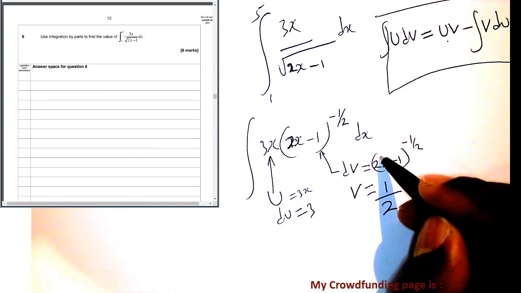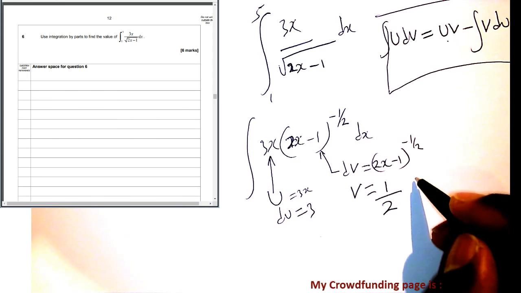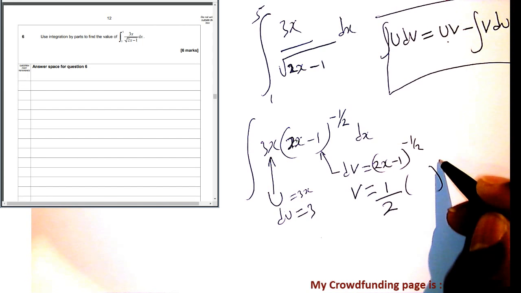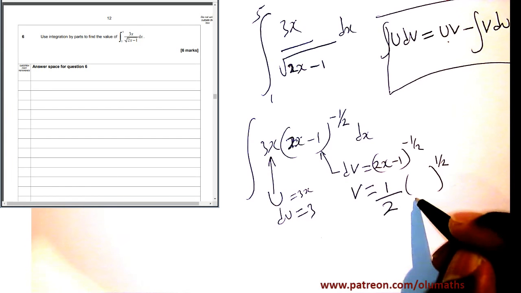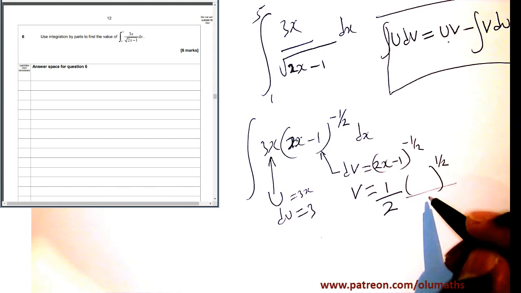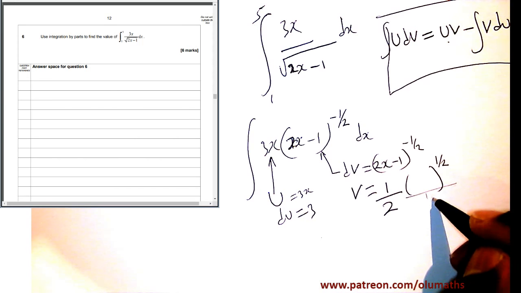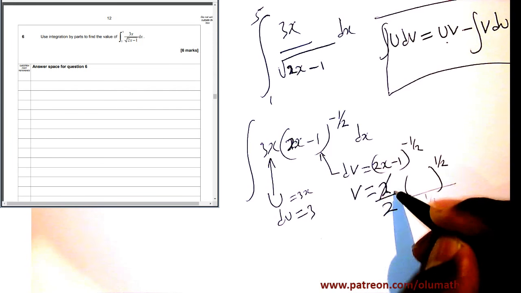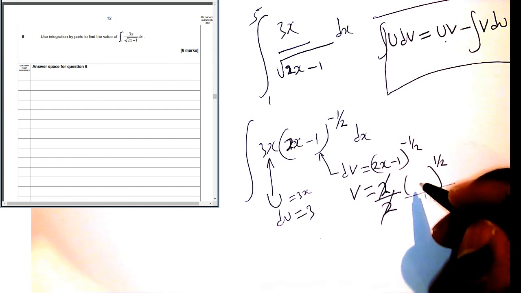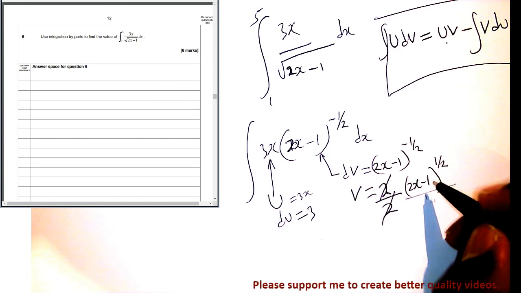Now, if that had been u to the power minus half, what would you do? You would have simply added 1 to the power, and that would give you half, and you would have divided by the new power, that would have given you over half. Over 1 half is the same as times 2. So you have a 2 there, which therefore cancels that 2. So all you have there now is just your (2x minus 1) to the power half.